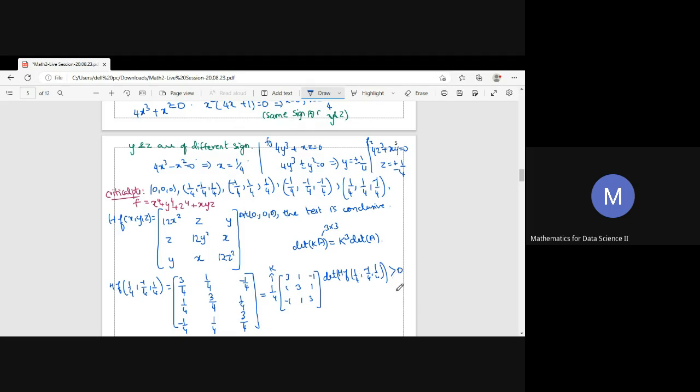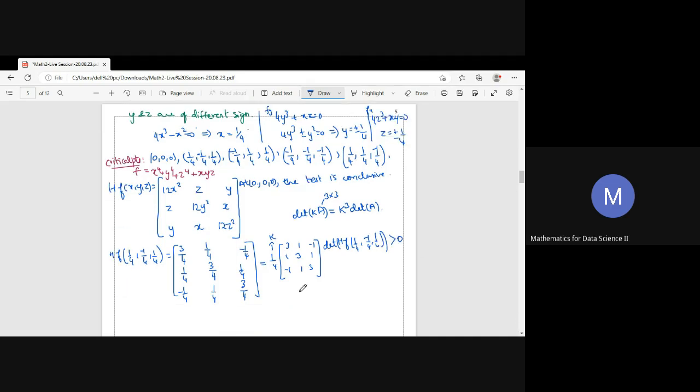And what is the next step here? You need to look at the determinant of this part now. For the determinant of this part, it is 9 minus 1, which is 8. Again, it is positive. And what about this point here? Positive. So if all of them are positive, then what can you say about this point? It is a local minimum.